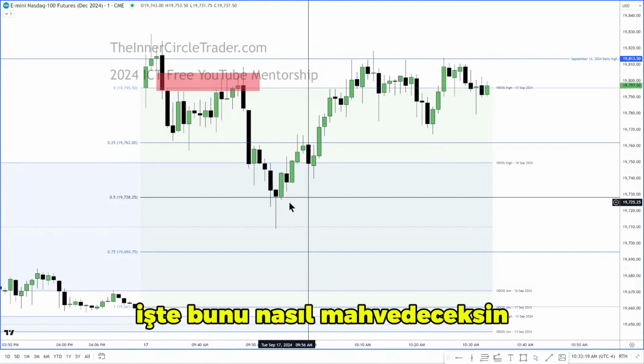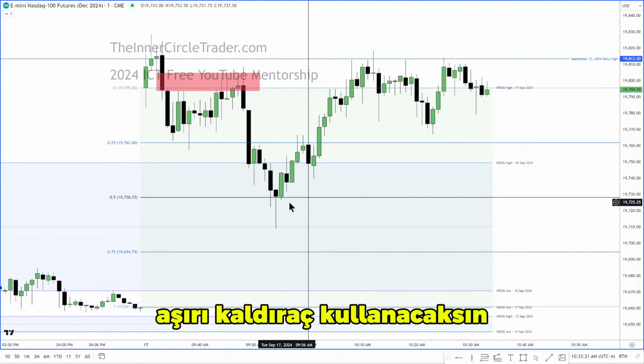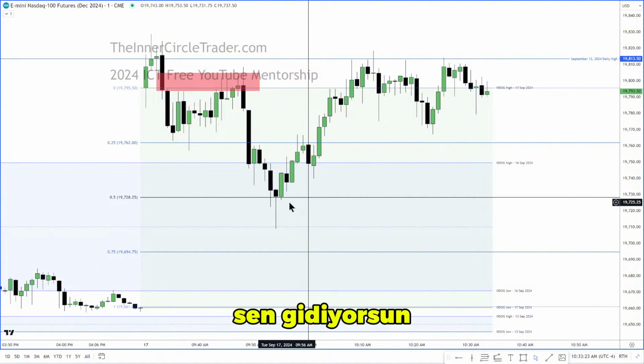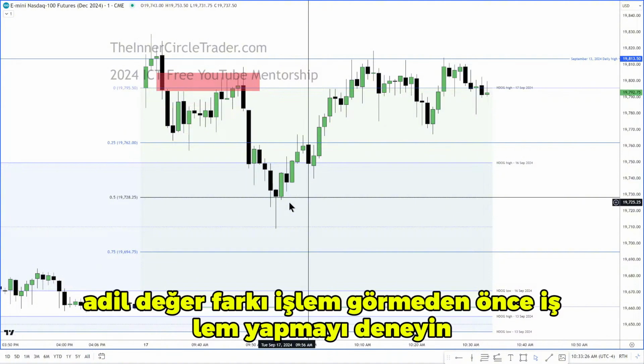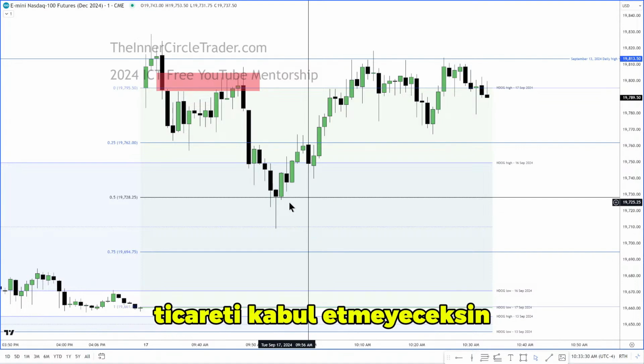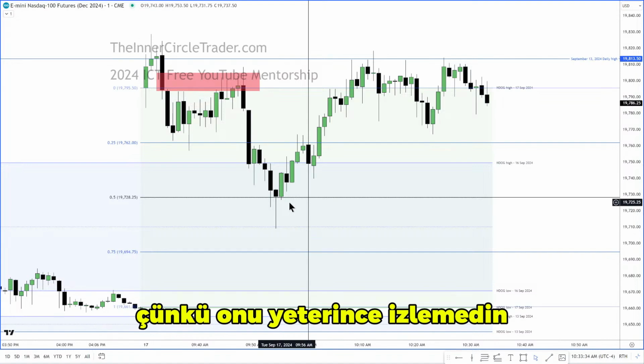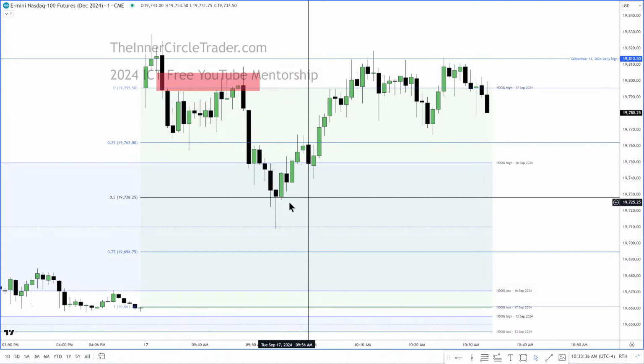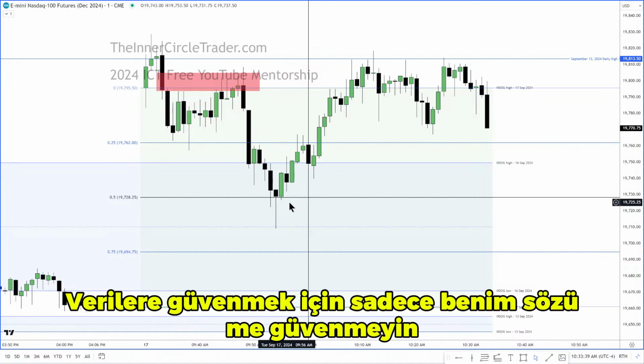Now, how could you mess this up? Okay, here's how you're gonna mess it up. You're going to over leverage. You're going to try to trade before the fair value gap is traded to. You will not take the trade because you haven't watched it enough times for weeks and months to desensitize yourself to it, to trust the data.